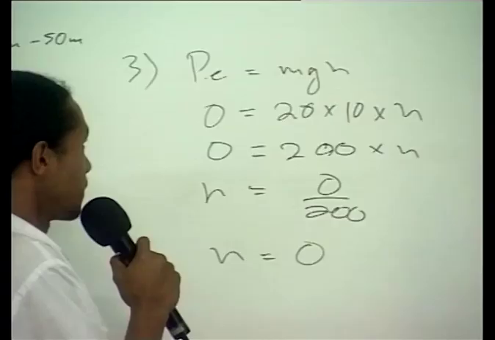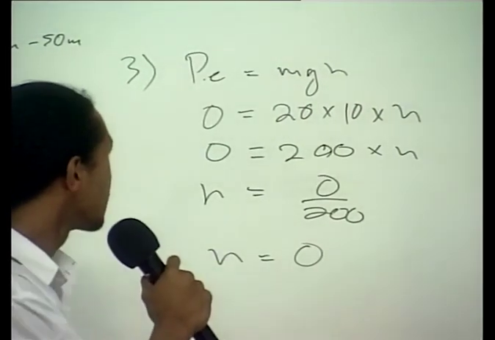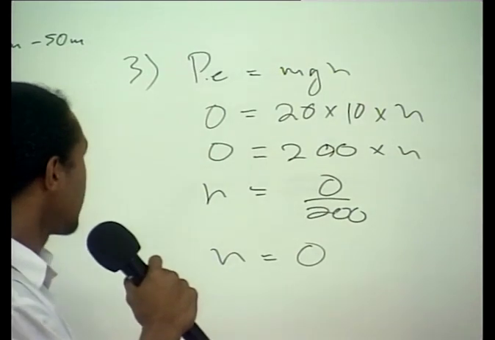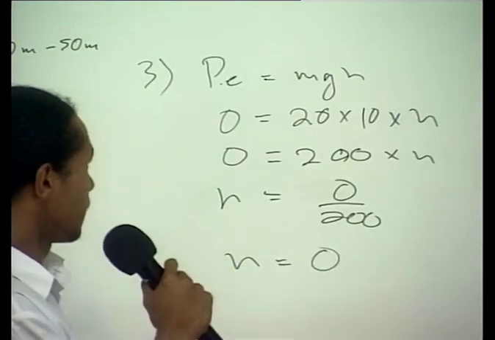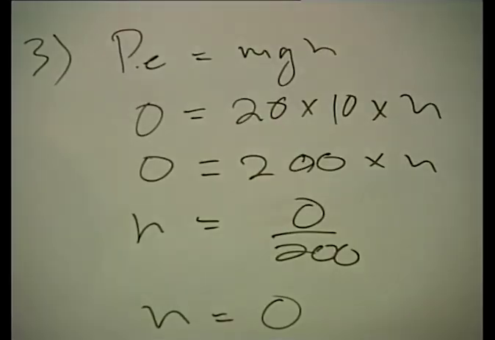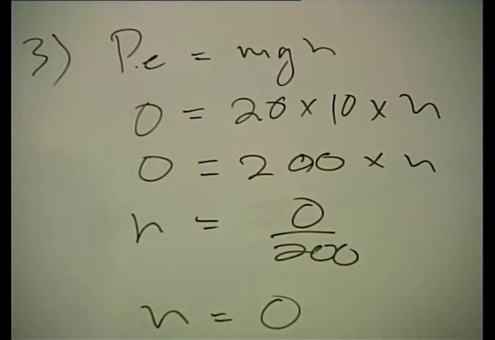Potential energy equals mass times gravitational force times height. Potential energy equals 0. Mass times gravitational force equals 200. 0 divided by 200 equals 0. It's the height.